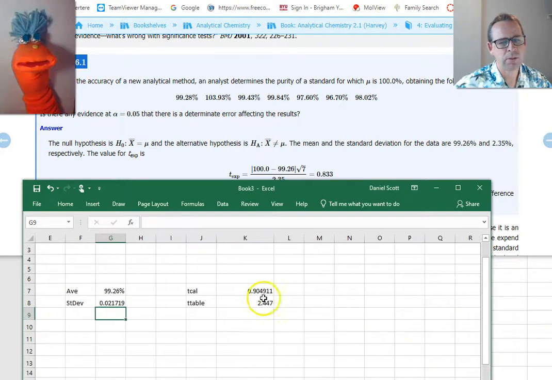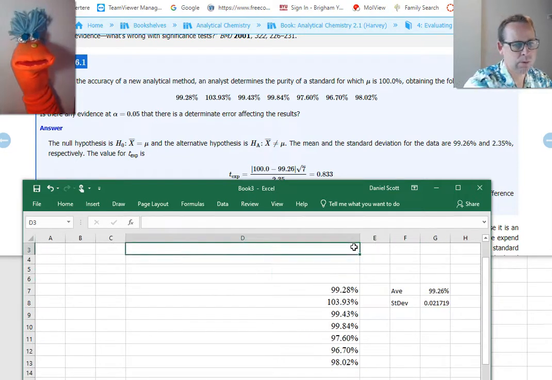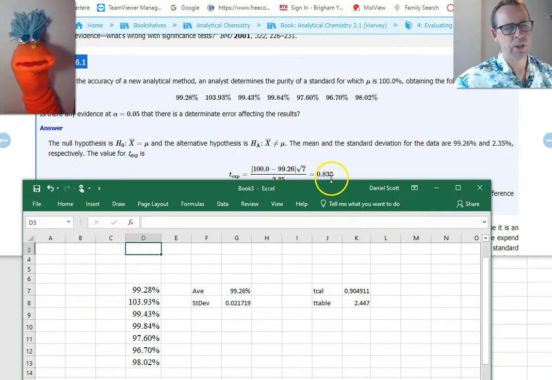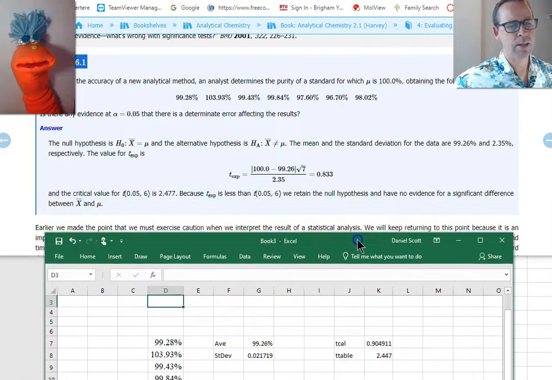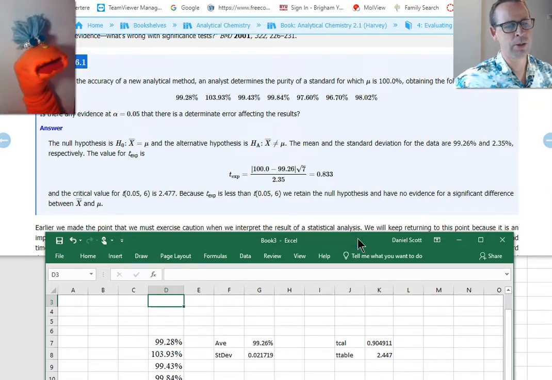But notice how there's a slight difference here, 0.883, between our calculated value, 0.9940 here. Try to decrease the size of these cells so that we can see it all easier. Okay. So why the difference? Why the difference? It looks like your standard deviation was different than theirs.